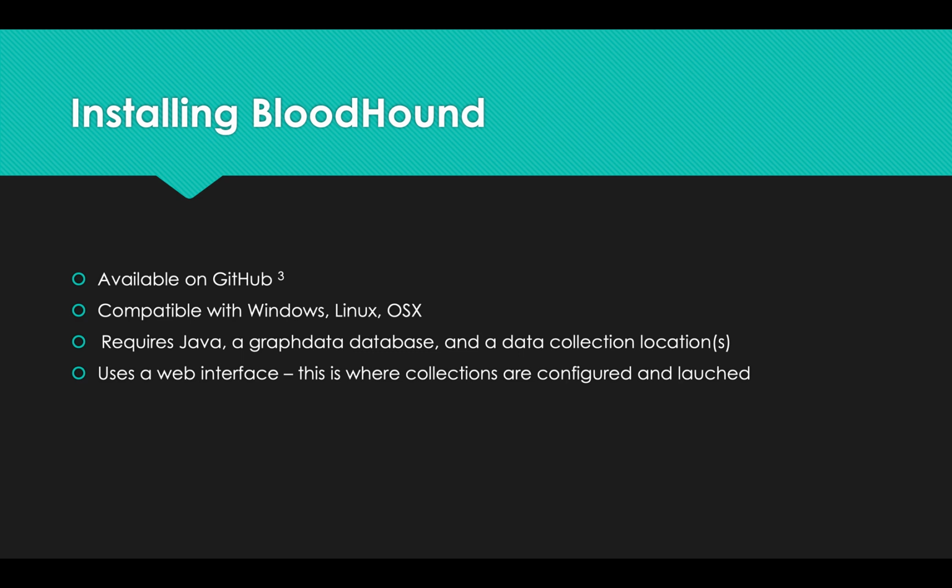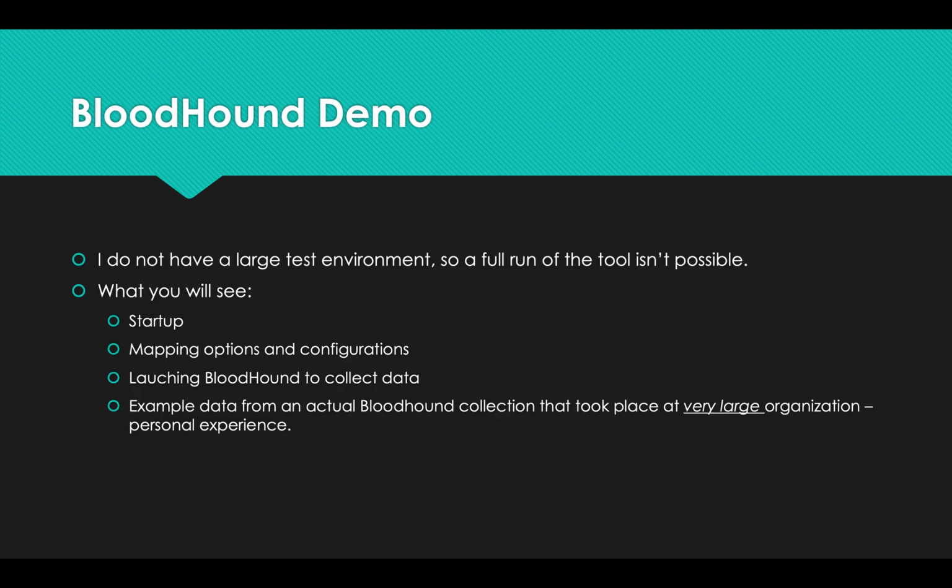A graph database is going to be the thing that creates those graphs and that graphical representation for you. And a data collection point, which, depending on your environment, could be big and sizable, so space is a consideration there. It uses a web interface, where your collections are configured and launched. Now I'm going to do a quick walkthrough, and this is going to be underwhelming because I am on my home network and it's not an Active Directory network. There are no domain controllers, no larger access control lists, things like that. I'm just going to show you what it looks like and where the options are found.